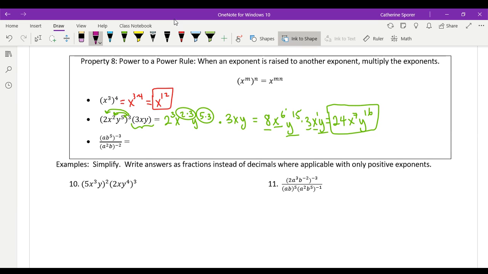Last, ab to the 5th, to the negative 3rd, over a squared b to the negative 2nd. On the top, we would distribute in this negative 3 power. So that would be a to the negative 3, b to the 5 times negative 3 is negative 15, over a to the negative 4, doing 2 times negative 2, and then b to the negative 2.